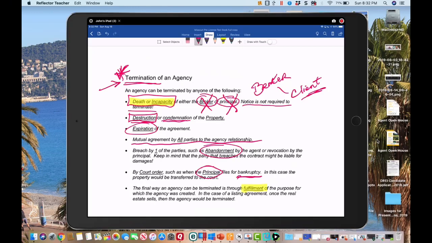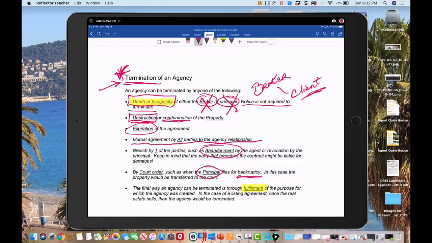If it's a buyer's agency agreement, you found them a home, so you fulfilled the agreement and closed on the property. If it's a seller, you sold the property. These ways that an agency can be terminated, you need to know for the real estate exam, very important for you. So I'm going to put those back up again and we'll go back through them.